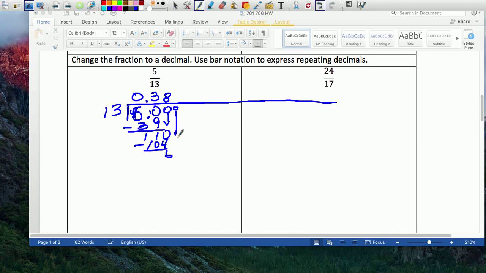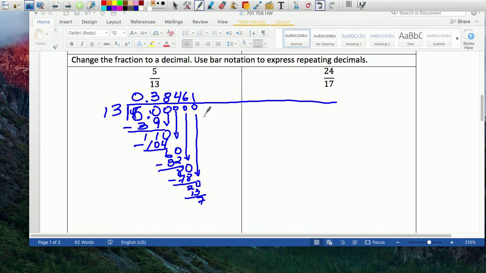Let me bring another 0 down. 13 goes into 60 4 times, which is 52. 60 minus 52, I'm going to have an 8 left over. I'm going to bring another 0 down. 13 goes into 80 6 times, which is 78. 80 minus 78, I have a 2 left over, so I'm going to bring another 0. I'll continue. 13 goes into 20 one time. That's 13.